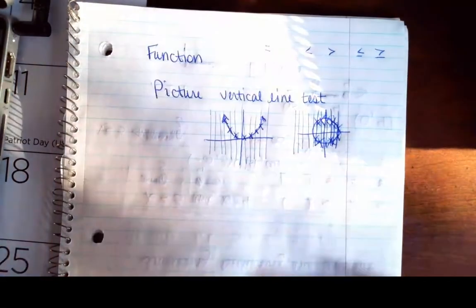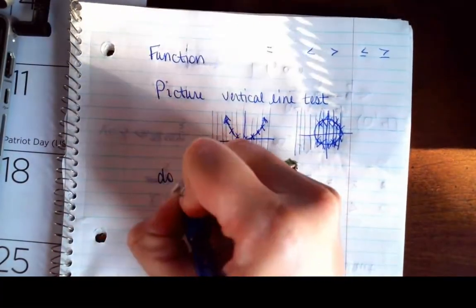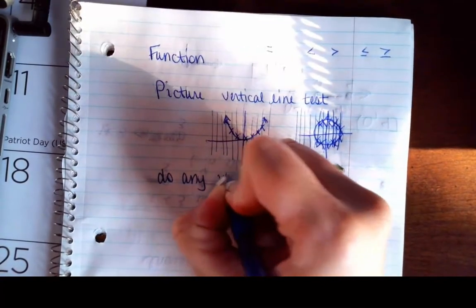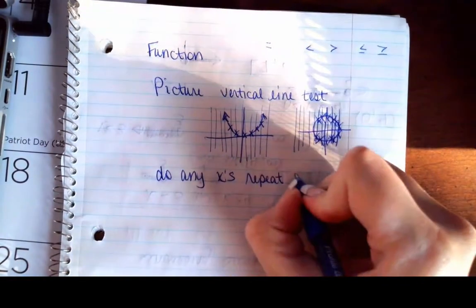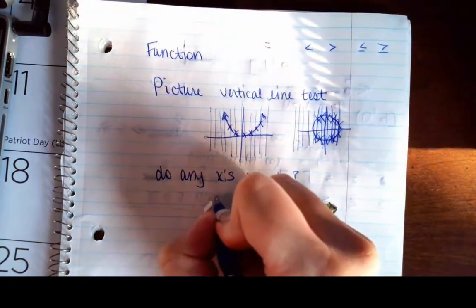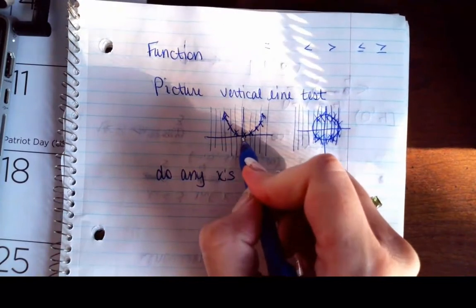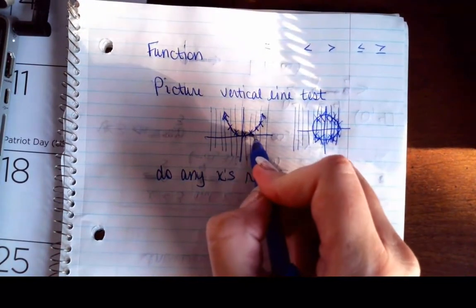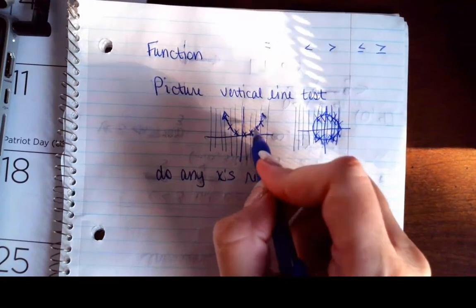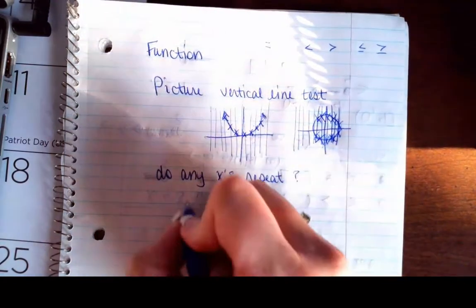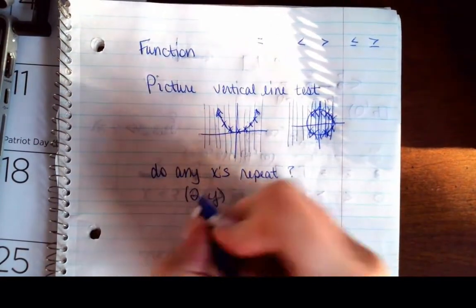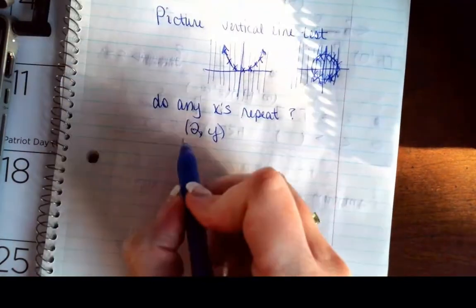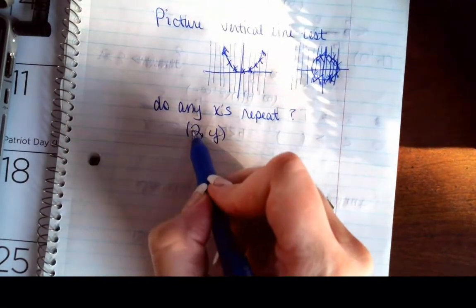So if you don't have a picture, what you can ask is, do any x's repeat? Okay, so you want a single x. So let's look at this. If I have a point on here, the point 2 comma something, okay? 2 only produces a single y value. So 2 only appears once. So that says 2 comma y, and my pen just broke. Okay, so that says 2 comma, I don't even care what y is. I just randomly grabbed a 2.